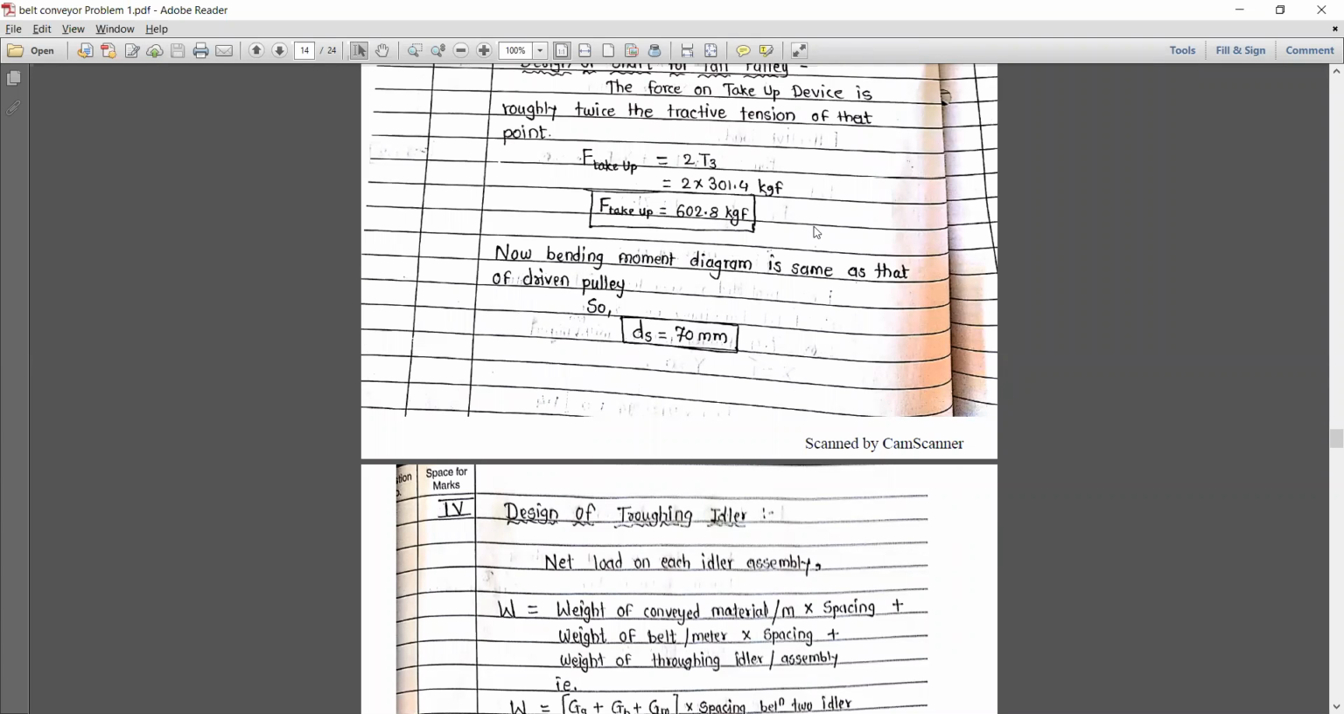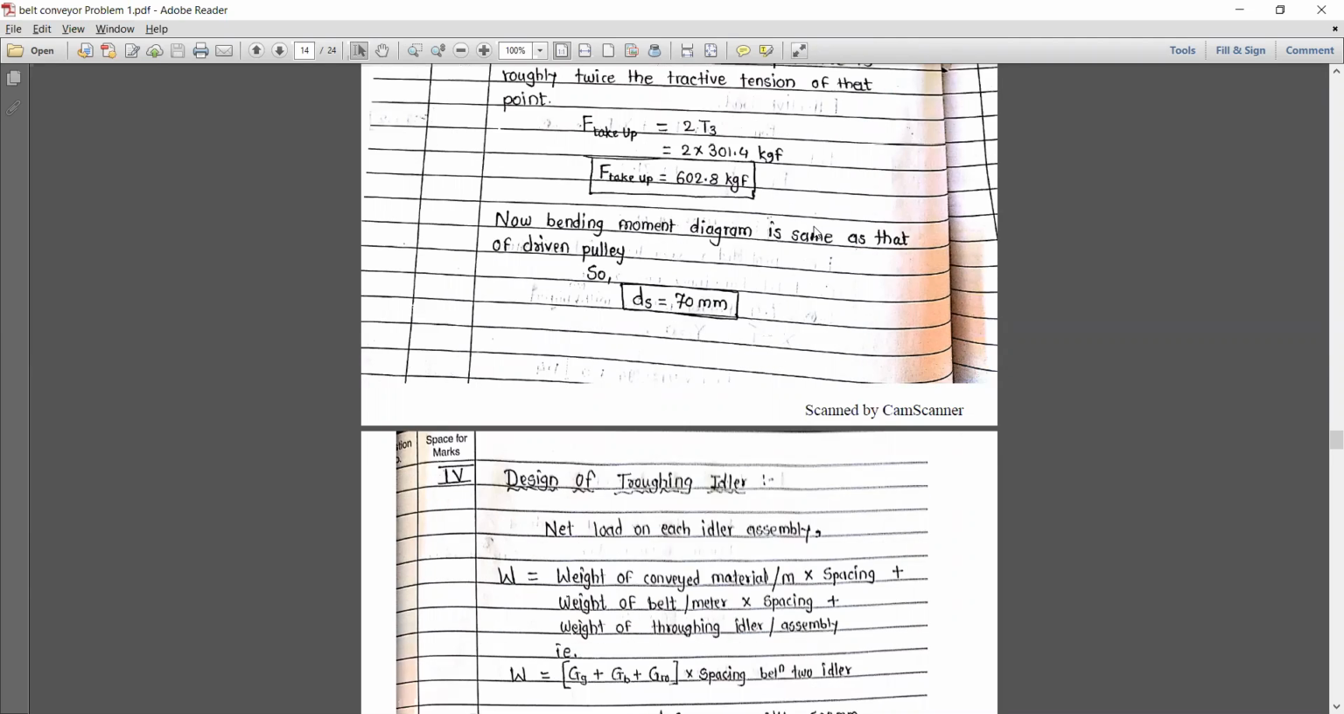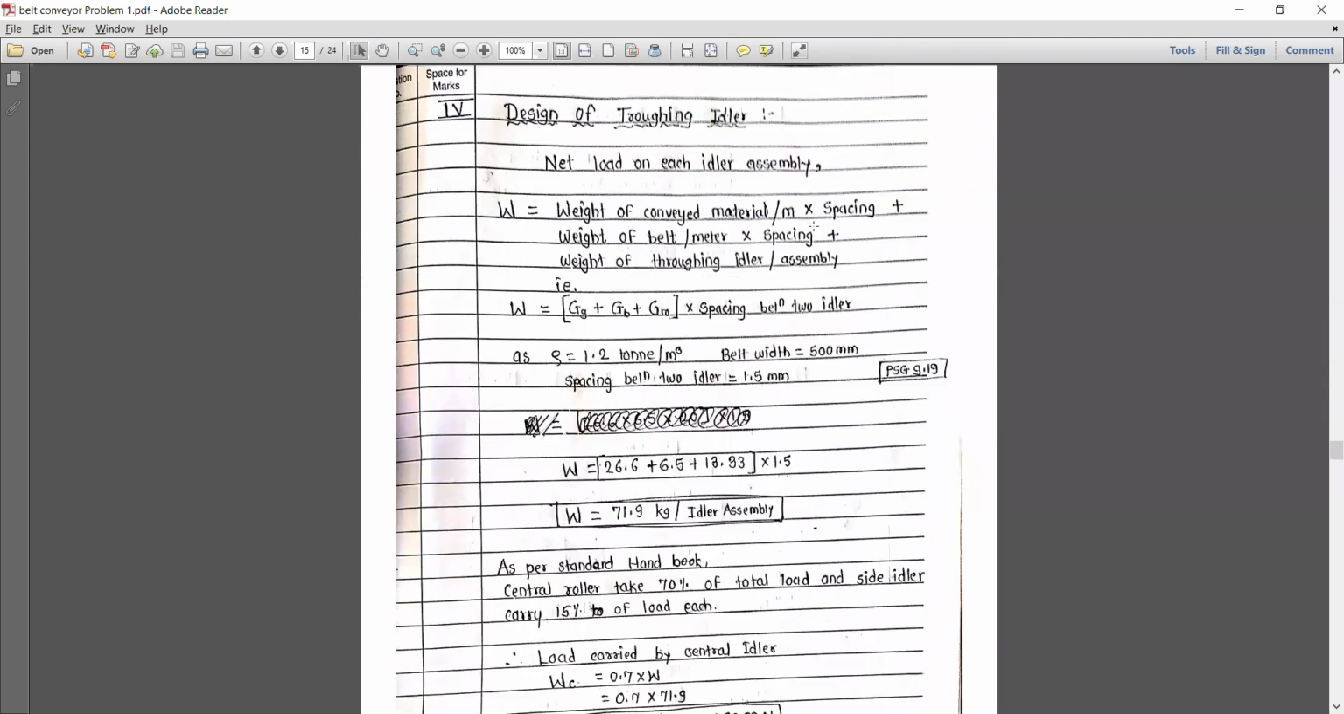Hello everyone. In a previous lecture, we discussed the design of the shafts, pulleys, and bearings for them. In this lecture, we will complete our remaining design, that is, the design of idlers: the troughing idler as well as the return idler. Let's see how we can design a troughing idler.